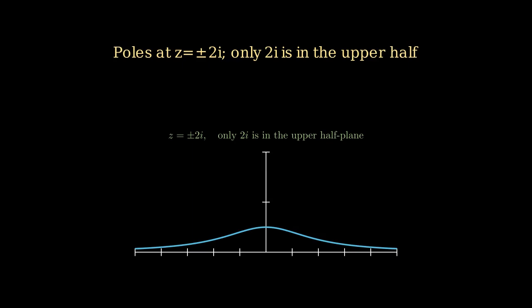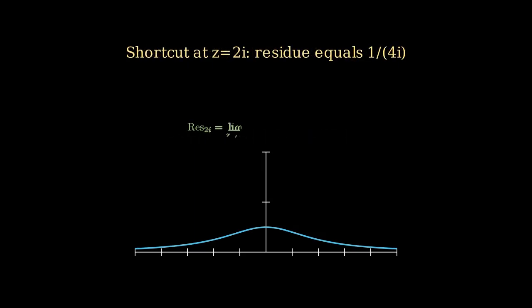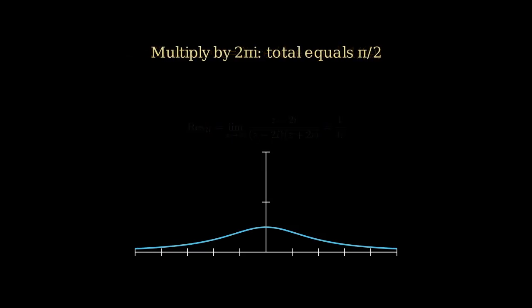Step 3. Apply the simple pole shortcut. The residue is the limit as z approaches 2i of the quantity z minus 2i divided by the quantity z minus 2i times the quantity z plus 2i, which equals 1 divided by 4i. Step 4. Multiply by 2 pi i for the semicircle's total. 2 pi i times 1 divided by 4i equals pi divided by 2.